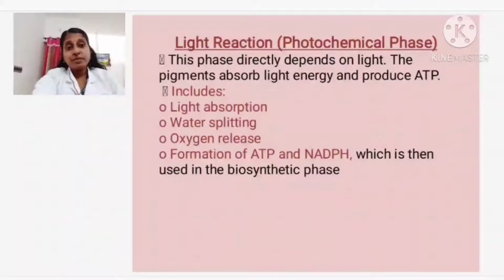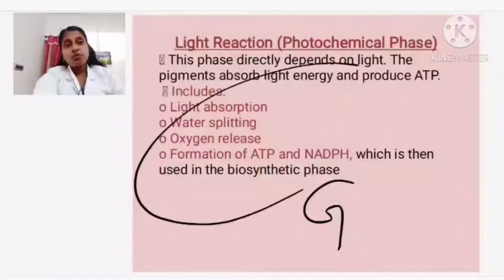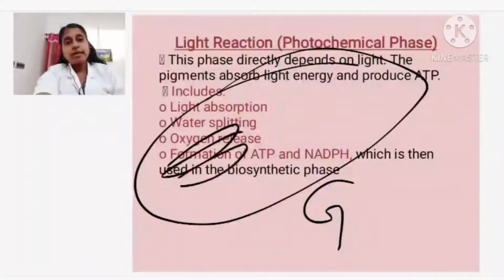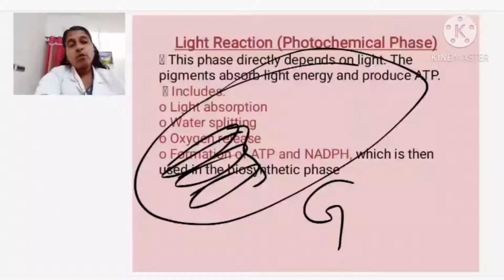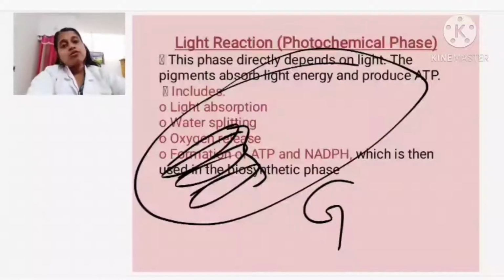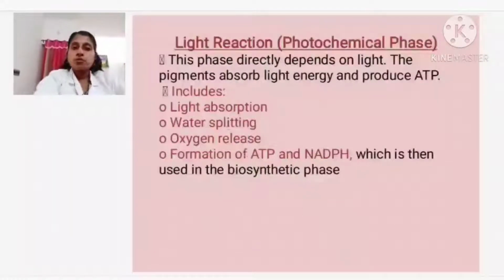The light reaction takes place in the grana. In the chloroplast, when you are drawing, you have learned the thylakoids, stack-like structures, present in stacks. So they call it grana. So in the thylakoids of grana only, the light reaction of photosynthesis is taking place.